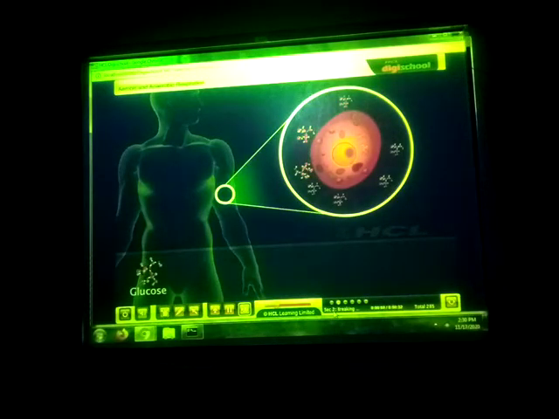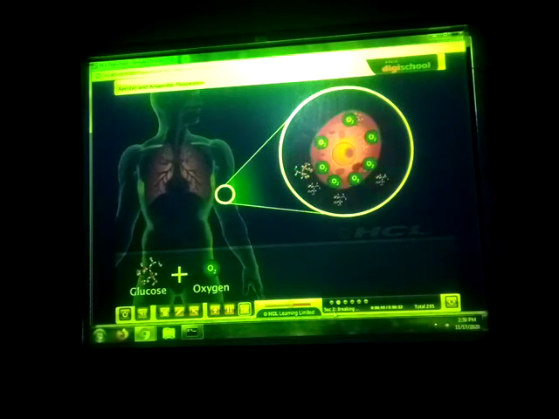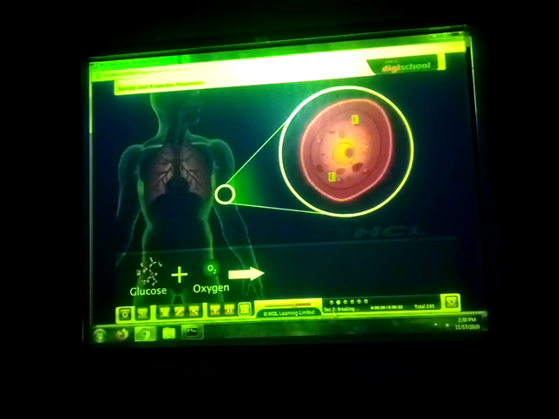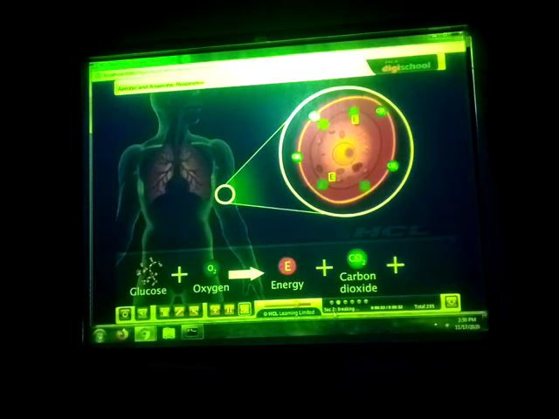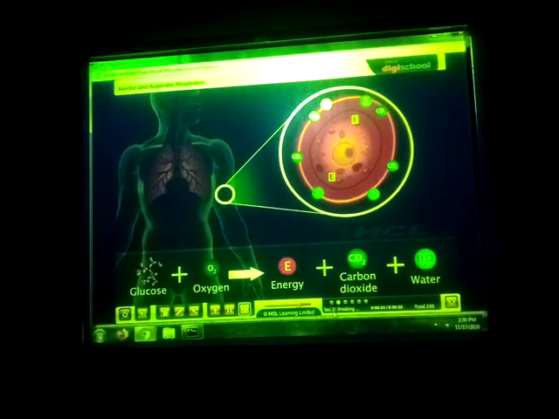We know that we inhale oxygen during the breathing process. This oxygen is transmitted to each cell. The cells then use oxygen and break down the glucose to produce energy, carbon dioxide, and water. This type of cellular respiration is called aerobic respiration.